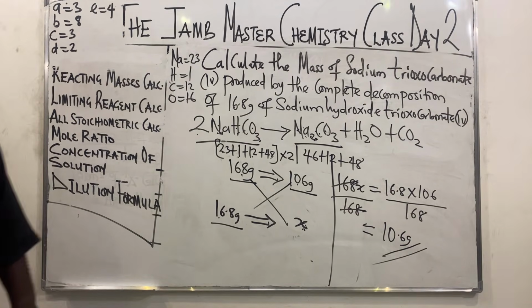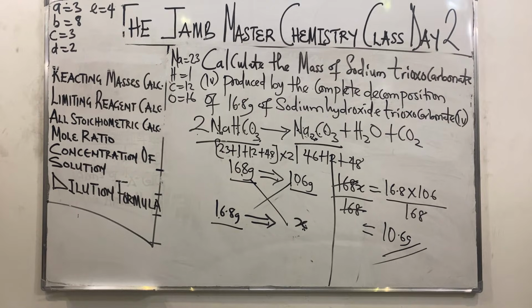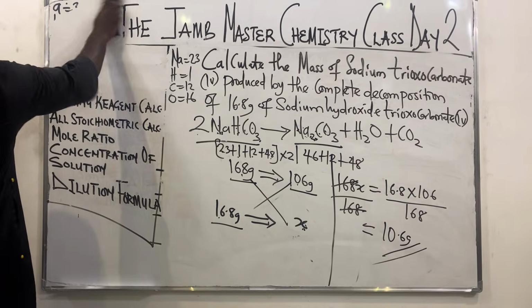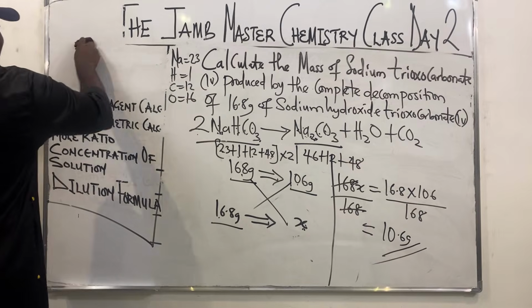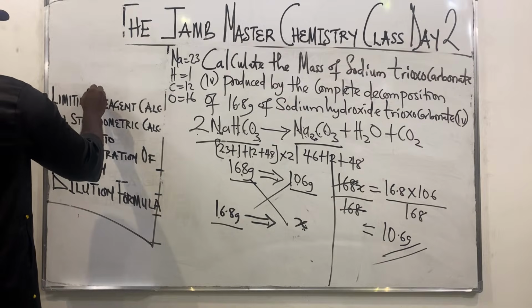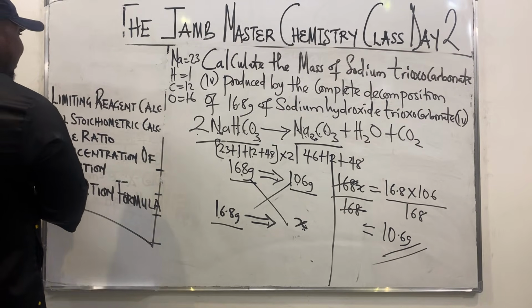I'll just give 30 seconds for you to write, then we'll go to the next topic. Class, that's reacting mass for you. So we're done with reacting mass. Next thing we're going to look at is limiting reagent calculation.